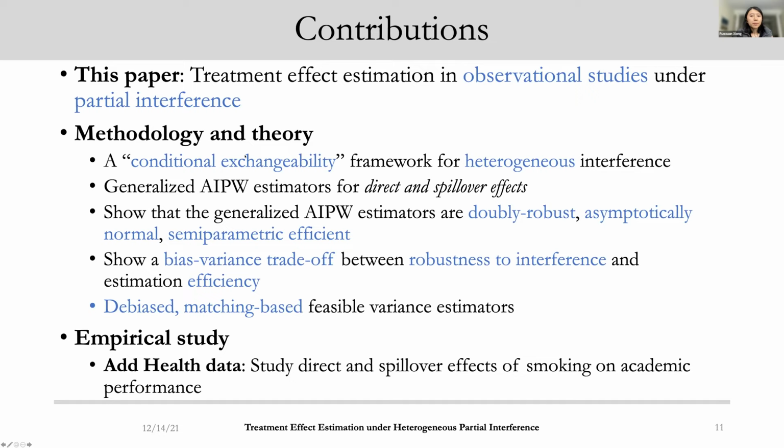We propose estimators for direct and spillover effects that are motivated by the conventional AIPW estimators. We show that our proposed estimators preserve the nice properties of the conventional AIPW. They are doubly robust, asymptotically normal, and semiparametric efficient. Our estimators are quite general and robust to heterogeneous interference. But we also want to mention that this actually comes at a cost. We show a bias-variance trade-off between the robustness to interference and the estimation efficiency.